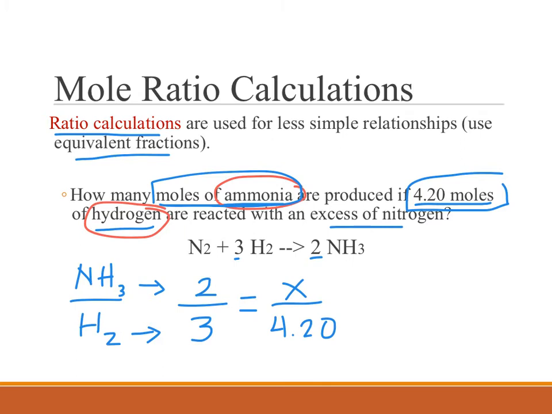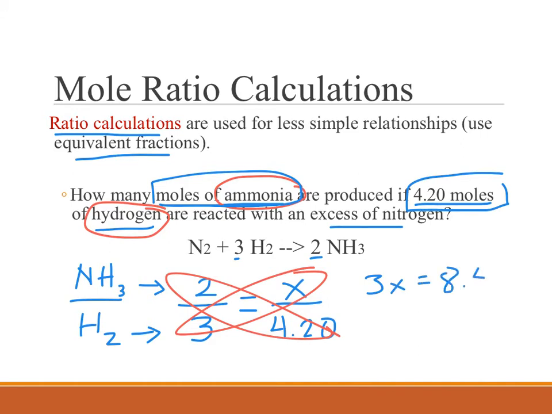With equivalent fractions, you remember you cross multiply. So we're going to cross multiply. We're going to have a new problem that says 3x is equal to 2 times 4.20, which is 8.40. Then you would divide both sides by 3. This is just basic algebra. And we end up with x being equal to 2.8. So what have we solved with our 2.8? That tells us how many moles of ammonia are produced if we're starting off with 4.2 moles of hydrogen.